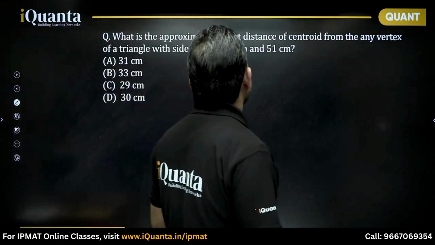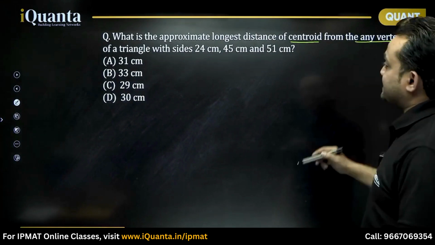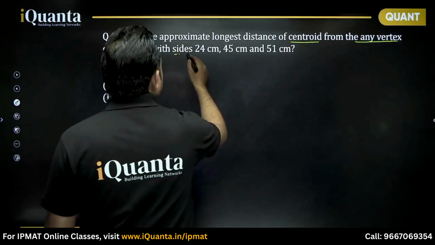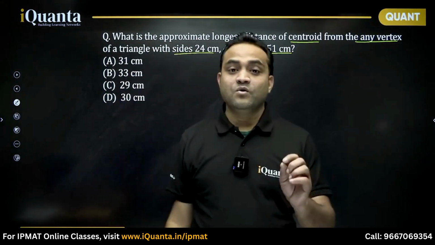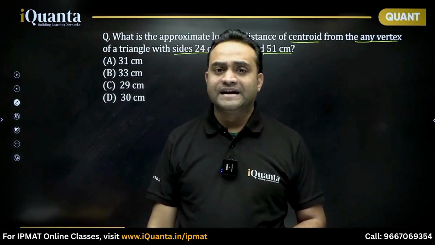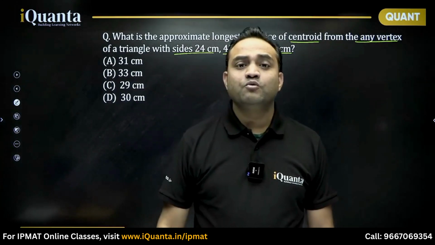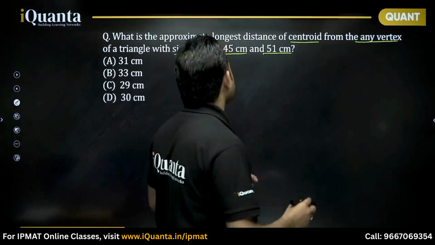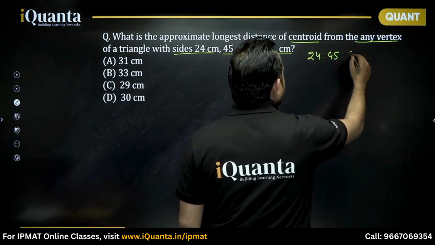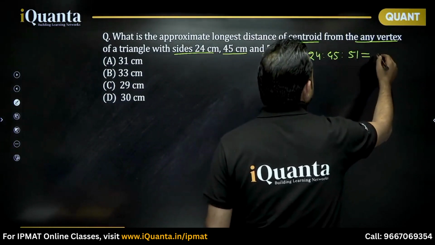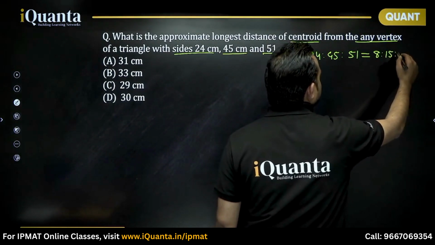Next question, it says, what is the approximate longest distance of centroid from any vertex of a triangle with sides 24 centimeter, 45 centimeter, 51 centimeter. Let me tell you one very important thing here. Whenever the lengths of all three sides are given in the question, you must find their ratio. The side lengths 24, 45 and 51 are all multiples of 3, so dividing by 3, we get 8 is to 15 is to 17.